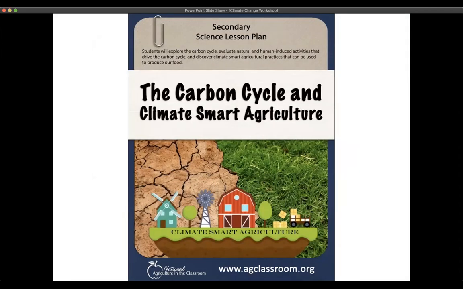Okay, so with that, I want to introduce the concepts of climate smart agriculture. I saw one comment in the chat talking about cover crops, and that's exactly what we're going to be talking about a little bit: some of the climate smart agricultural practices.